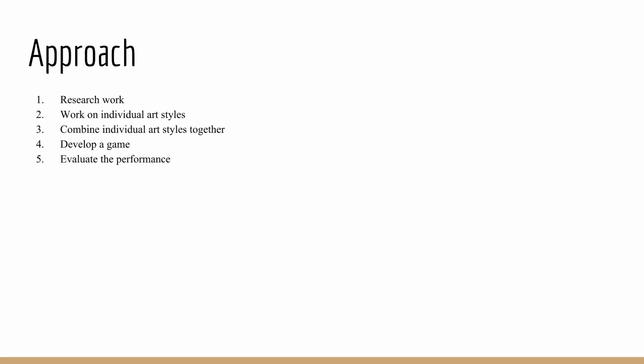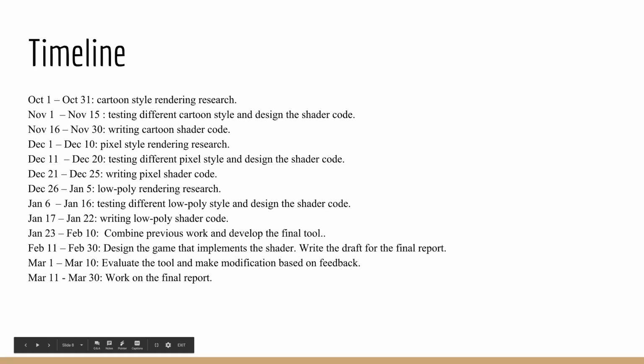The fourth step is to develop a game that uses our tool that has different art styles on different levels. The fifth step is to evaluate the tool developed by having people play the game and give feedback. For the timeline, October and November will be focused on cartoon style. December and January will be focused on pixel and low poly style. February and March will be focusing on combining the work, designing, and evaluating the game.